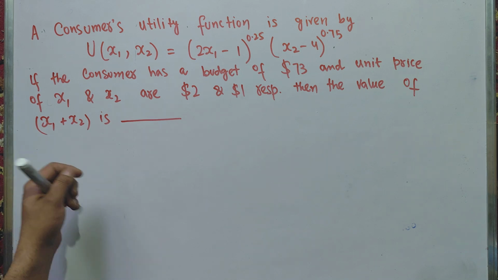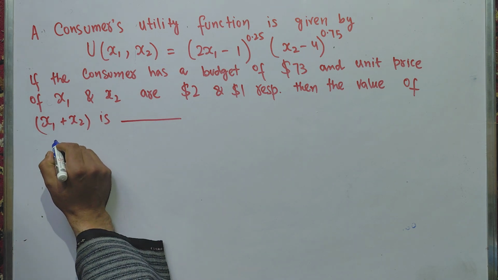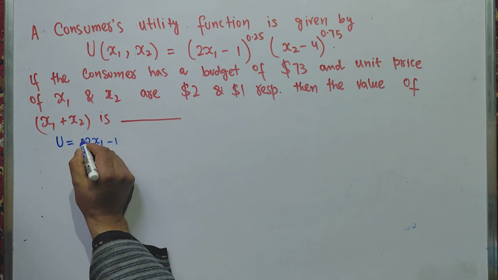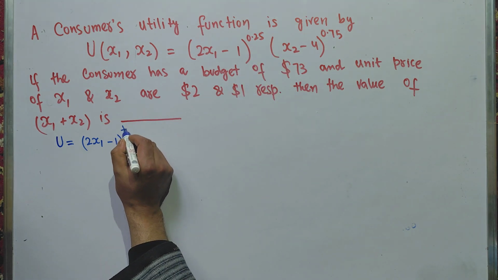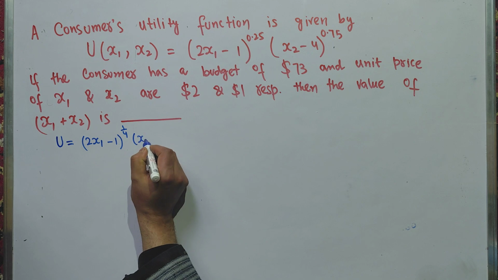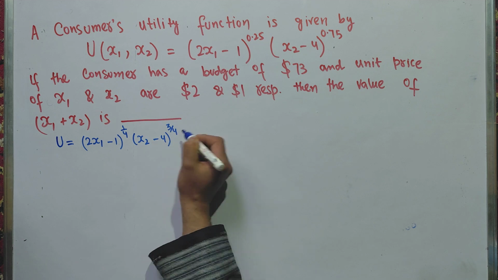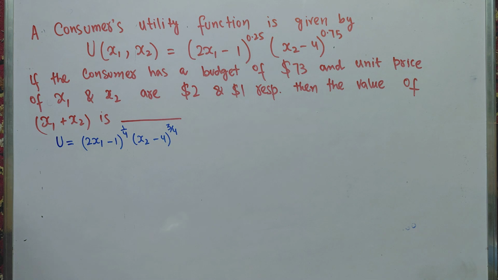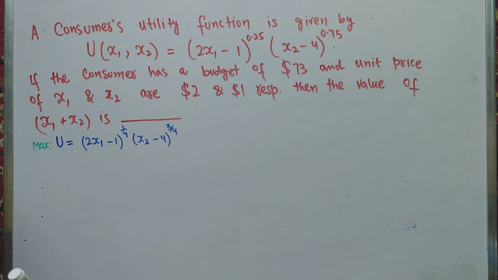Okay, so what we are being given is a utility function, that is u is equal to (2x1 minus 1) raised to the power 0.25, it can be written as 1 upon 4. Then we have (x2 minus 4), and in place of 0.75 we can write 3 upon 4, simply changing them into fractions. So the endeavor of the consumer is to maximize this utility, subject to the given budget constraint.